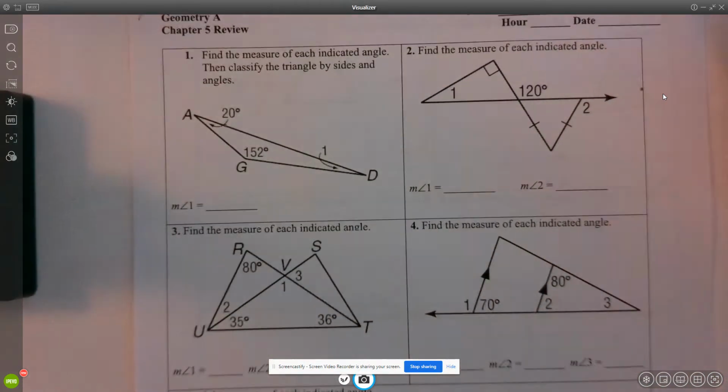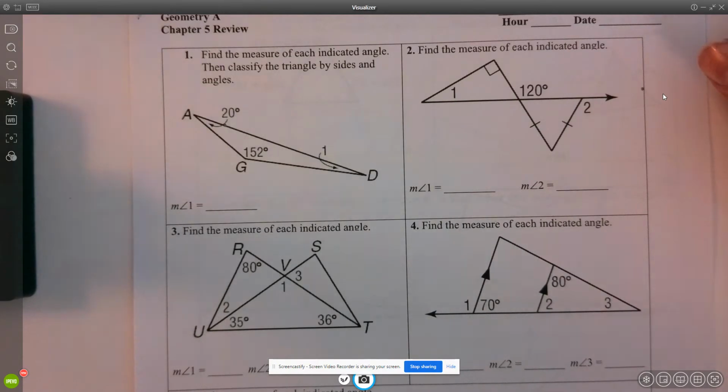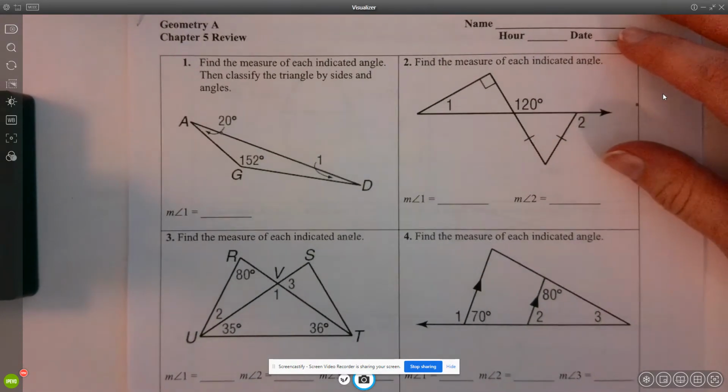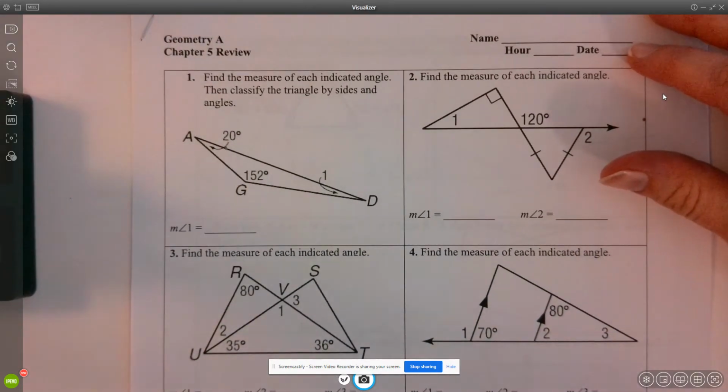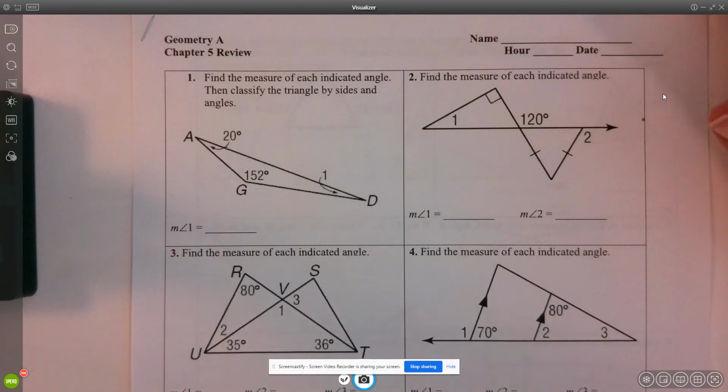This video will cover the first few problems on your Chapter 5 test review. And number 1, it says find the measure of each indicated angle, then classify the triangle by sides and angles.